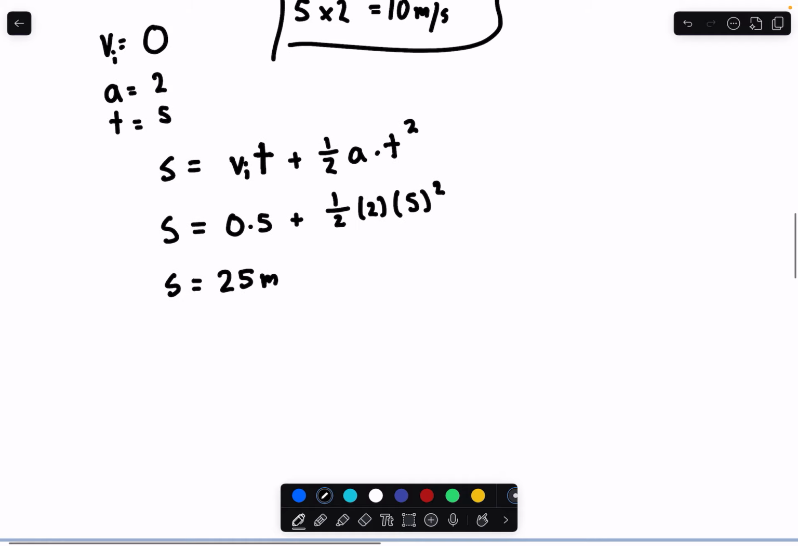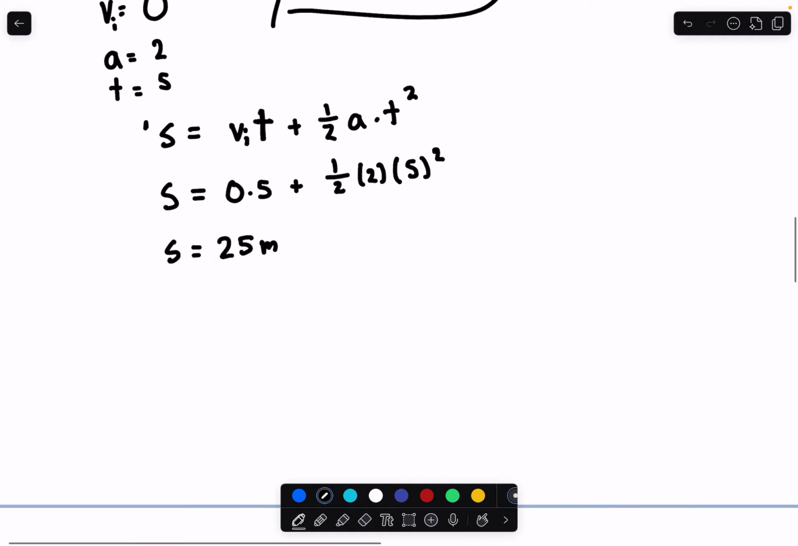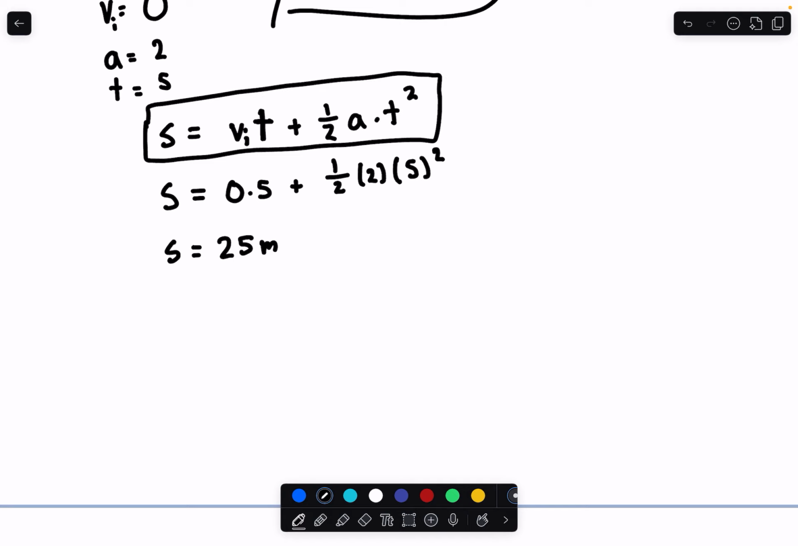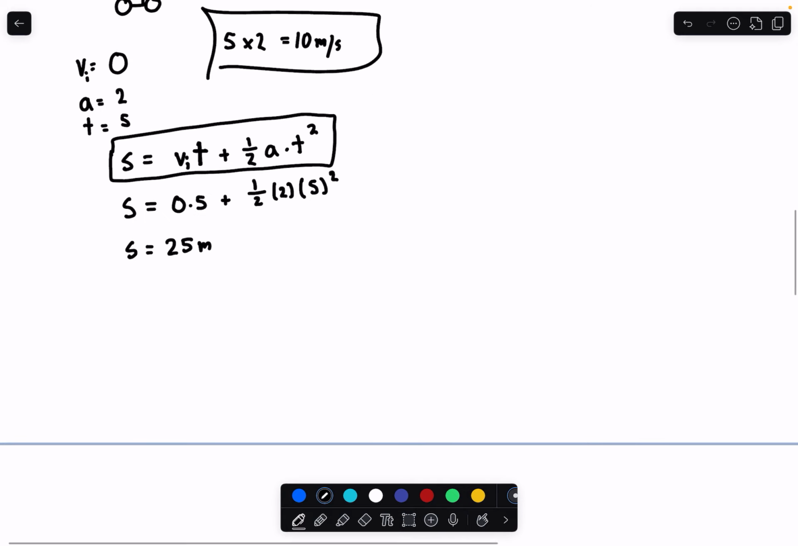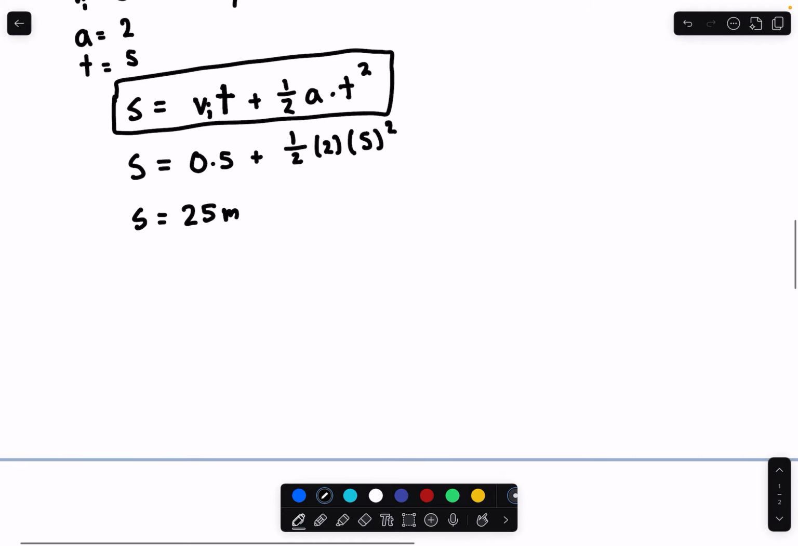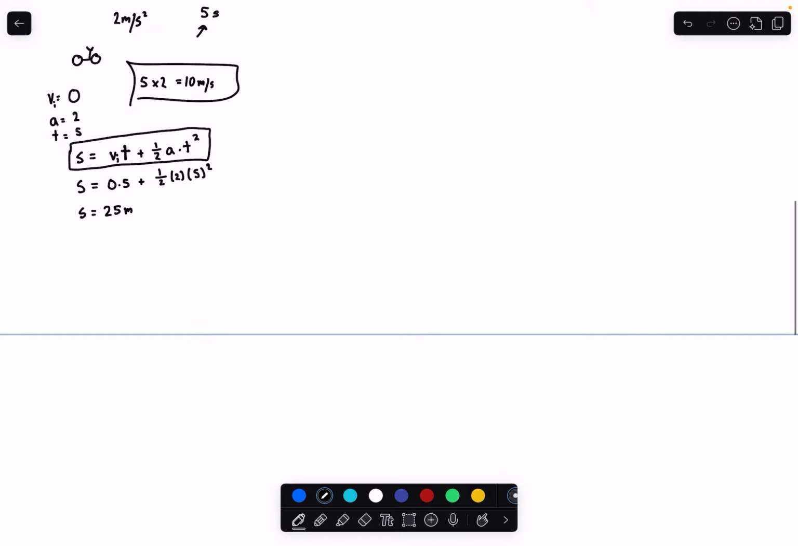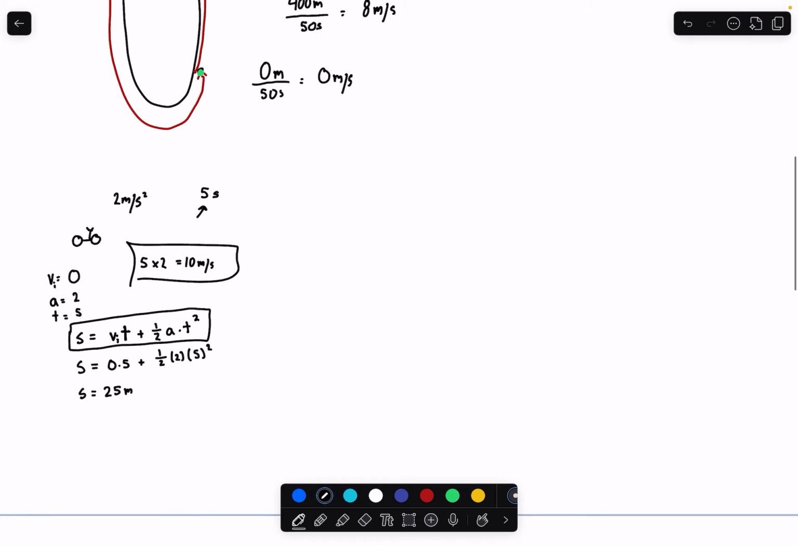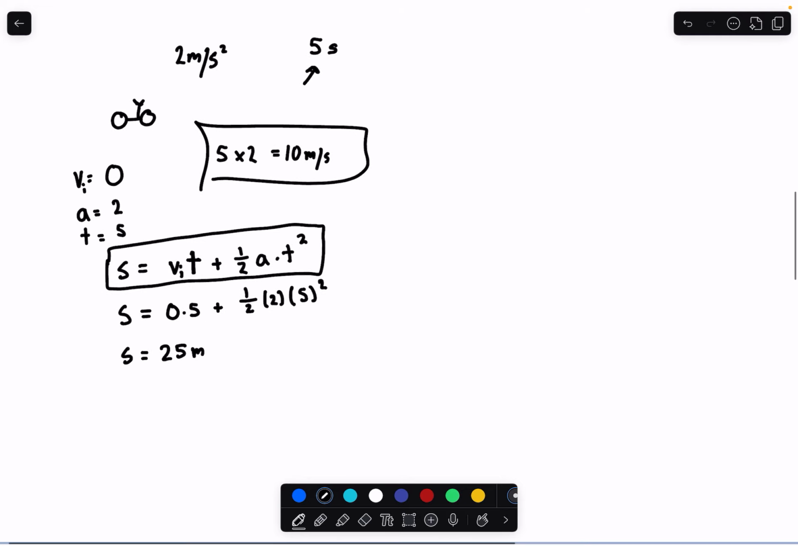So this is one of the equations we're going to use often when we're dealing with kinematics, and I'll show you a couple more of them in the next video, and later on we can derive them using calculus. That's all for today. We went over a couple example questions, and in the next video we're going to be focusing on doing a little bit more complicated problems.